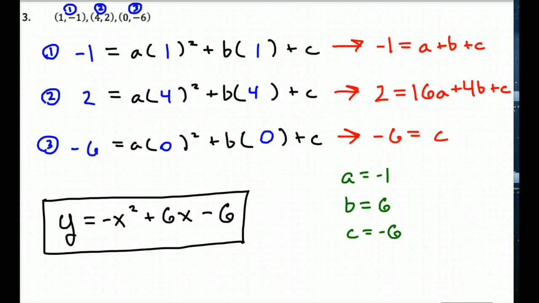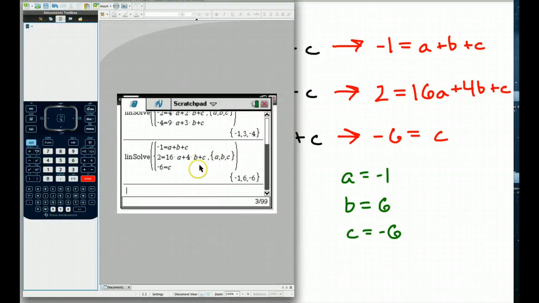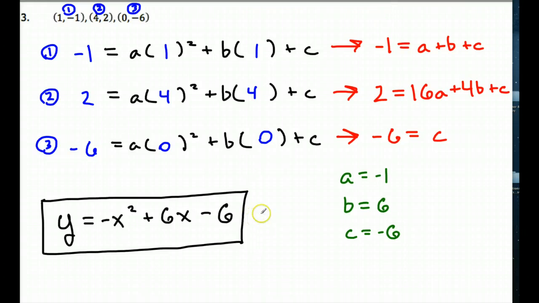And so if you go to your calculator, this is how it should look plugged in. And then I get the ordered triple negative 1, 6, negative 6 for my a, b, and c values.